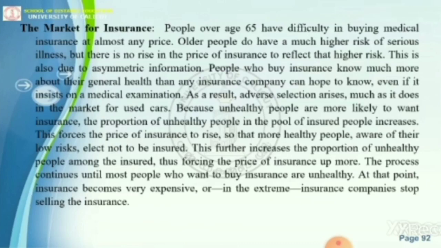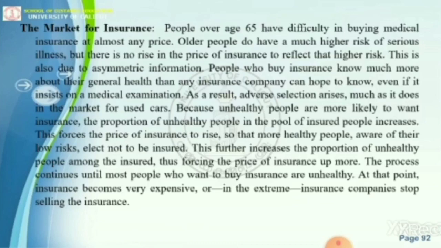The market for insurance. The insurance market is very commonly seen to have adverse selection, right? People over age 65 have difficulty buying medical insurance at almost any price. Older people do have a much higher risk of serious illness, but there is no rise in the price of insurance to reflect that higher risk. This is also due to asymmetric information. People who buy insurance know much more about their general health than any insurance company can hope to know, even if it insists on a medical examination.